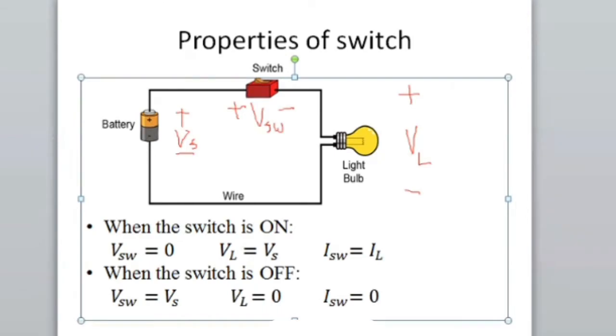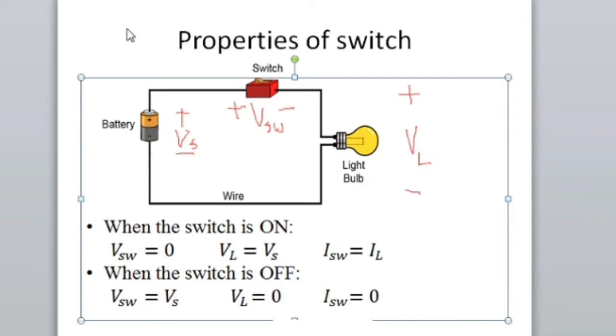Anyone? What is the switch voltage? What is the voltage across the switch? Supply voltage, yes. That is clearly written here. Second case, when the switch is in off condition, the bulb is not glowing because the voltage across the bulb is zero. Since the voltage across the bulb is zero, the entire battery voltage or the supply voltage will appear across the switch.